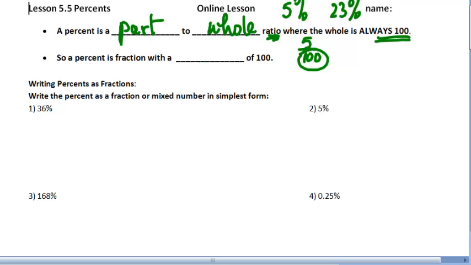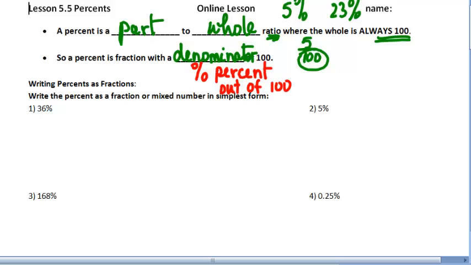So percent is nothing but a fraction with a denominator of 100. Always, always, always. All right, let's go ahead and write some percents as fractions. Now, this is the easy part where you have done before. 36%. Again, remember, this symbol stands for a percent, and it means out of 100. That's what percent means.